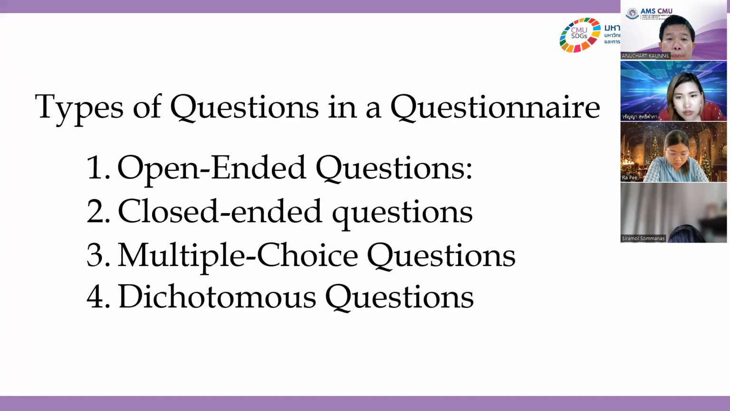Okay, the types of questions in a questionnaire have four characteristics. The first is open-ended. You might know, okay. The second we call the close-ended question. The third is the multiple choice question. And the fourth is just yes or no, which we call a dichotomous question. Sometimes we see yes or no. We need just two answers, or left and right, up to you, like that, okay.